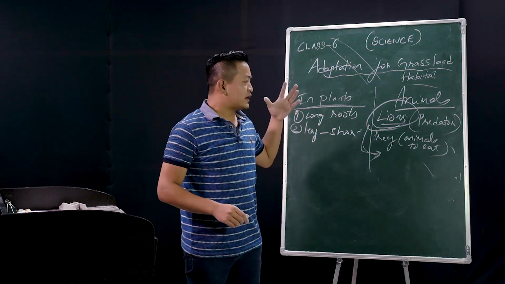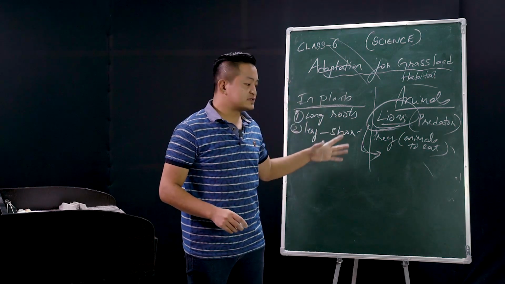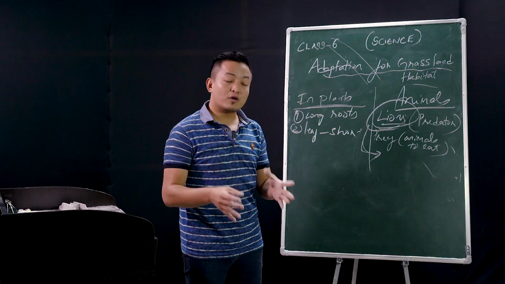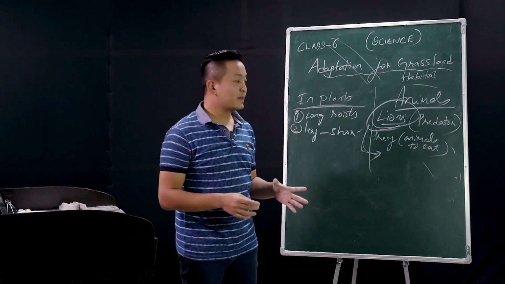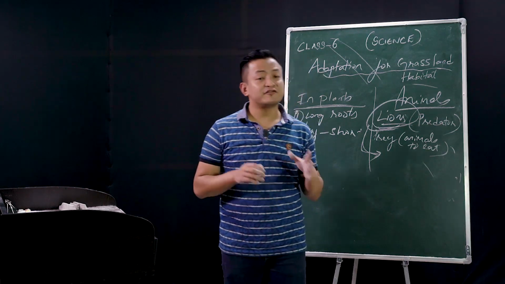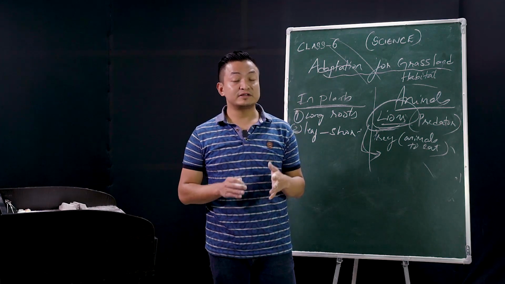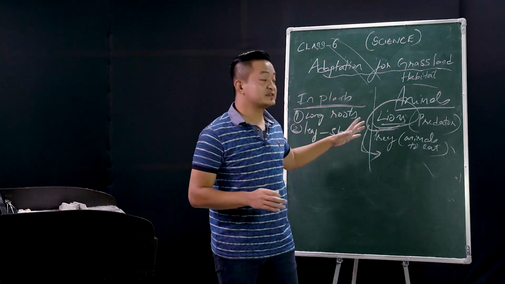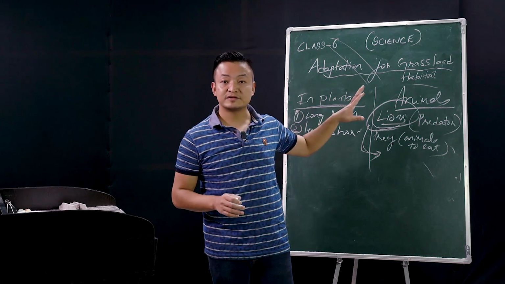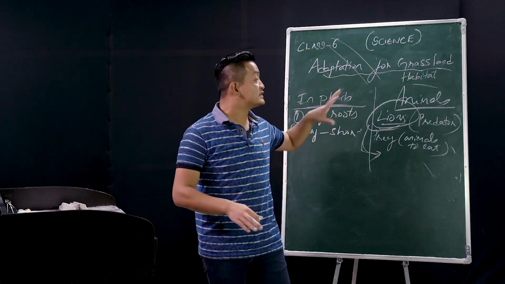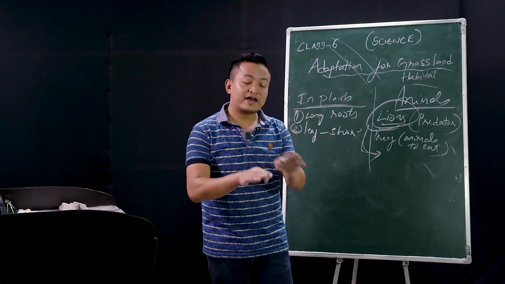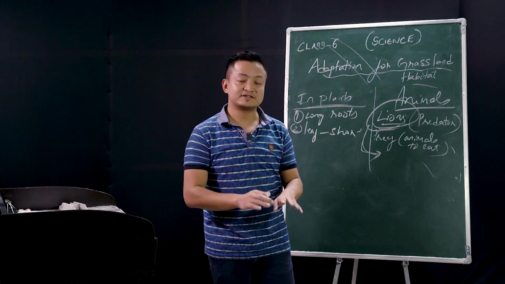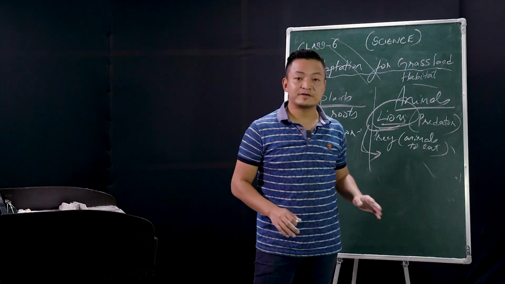So the other important properties of deer is they are always in groups. They walk in groups. Clear? And then they are very fast in running. This helps them to protect themselves from their predator. So in that way, these animals have adapted, they have adjusted in this grassland habitat.